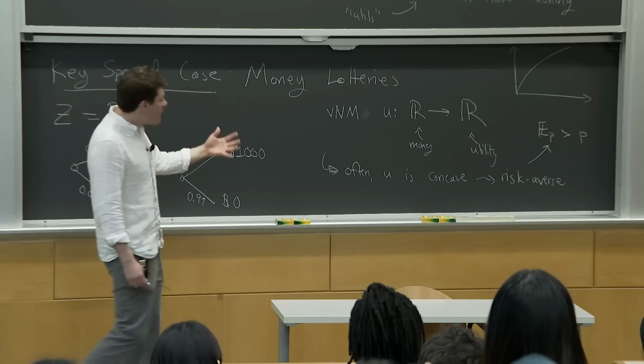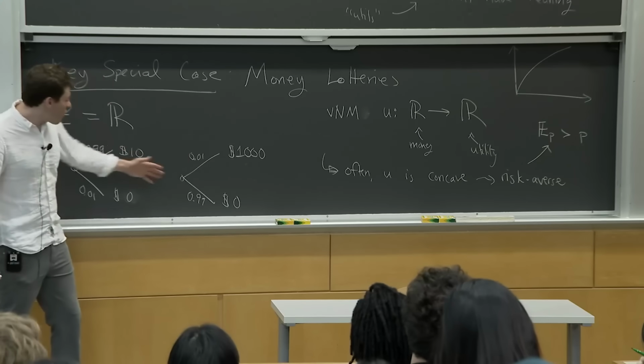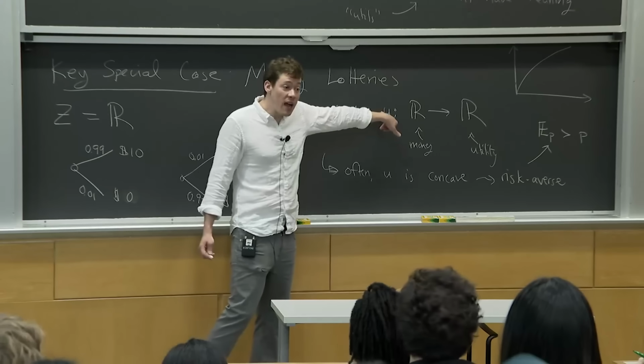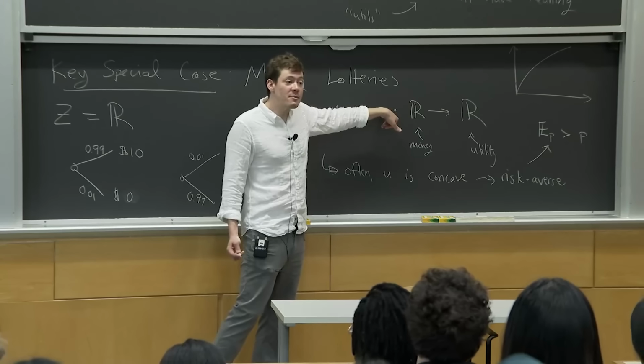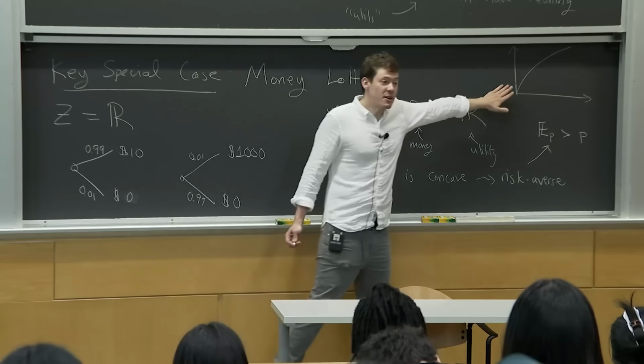And this kind of answers a puzzle. I mean, going back to the 1700s where people said, why would you choose this lottery over this one? This one has a higher expected value. And the answer is, well, your utility function is not the same as money. You don't maximize expected money. You maximize expected utility. And some people's utilities can be concave like this.